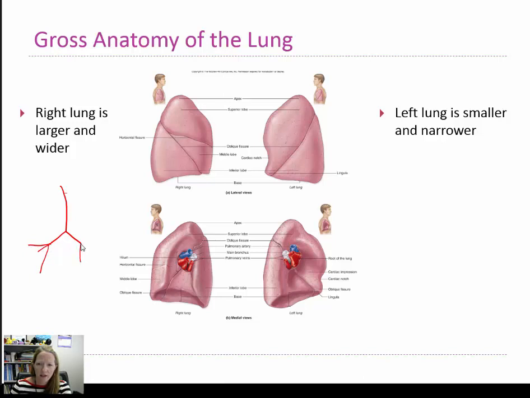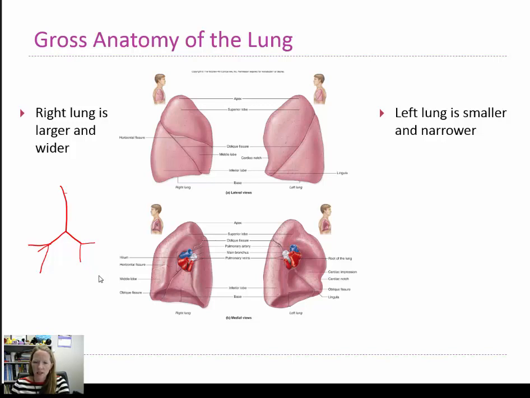And then over here on the left side, you only had 2 of these secondary or lobar bronchi. The reason why is because they accommodate the amount of lobes that each lung is going to have. So that's kind of interesting.